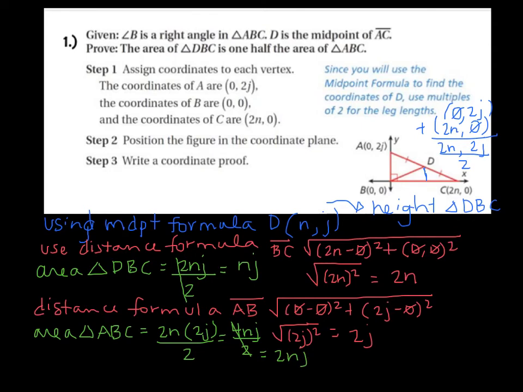So that was a lot of work, I realize that, but if you organized yourself, you know that you are looking at the area of these two triangles, because right here in the proof, it's saying, is the area of triangle DBC 1/2 the area of triangle ABC? And yes, it is. And you can see that 2nj and nj, the relationship there is that this one would have half the area. Okay, so you would just have to make that statement. Okay, let's go ahead and move on to number 2.